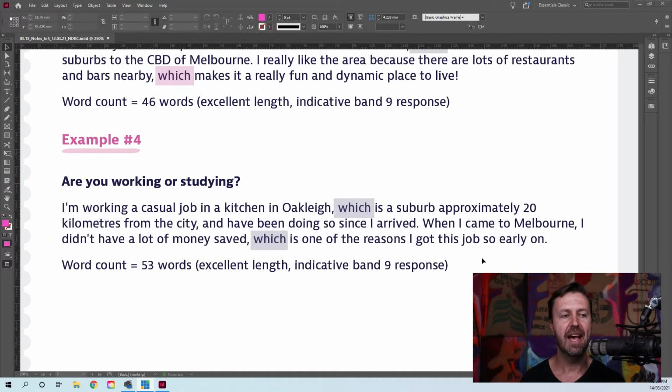Example 4, are you working or studying? I'm currently working a casual job in a kitchen in Oakley, which is a suburb approximately 20 kilometers from the city, and have been doing so since I arrived. When I came to Melbourne, I didn't have a lot of money saved, which is one of the reasons I got this job so early on. Again, Band 9 response, good use of which, good use of extended sentences, and again around that 50-word response.